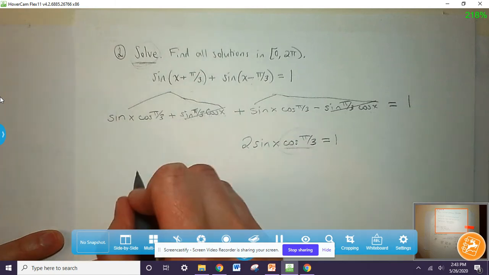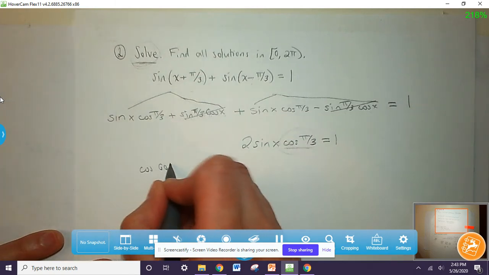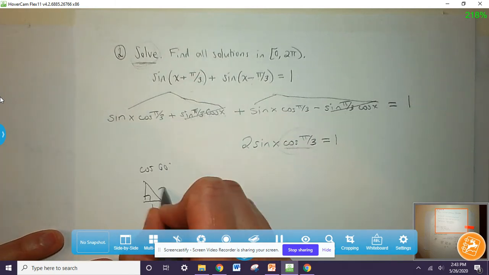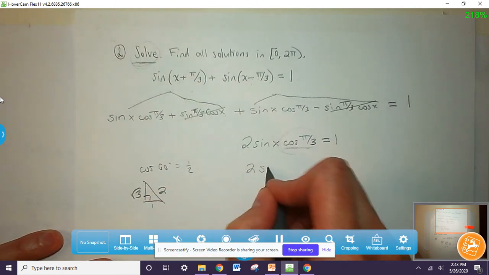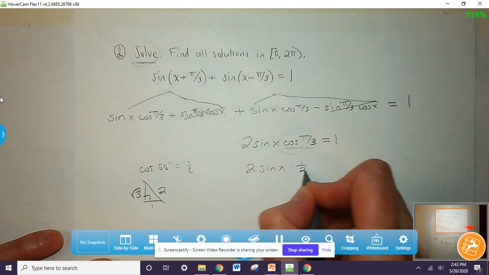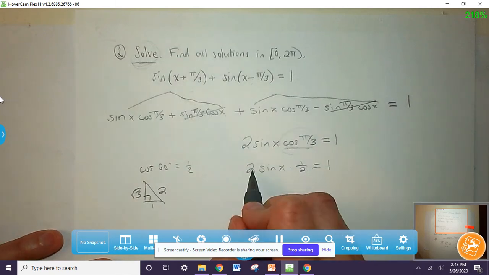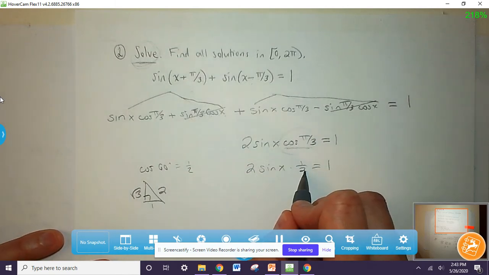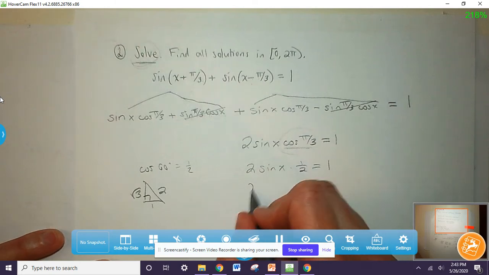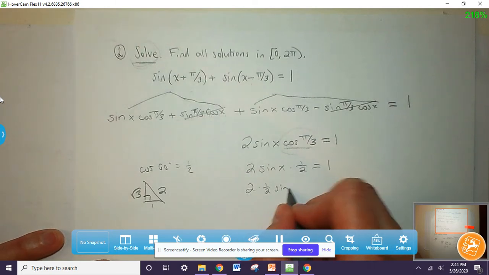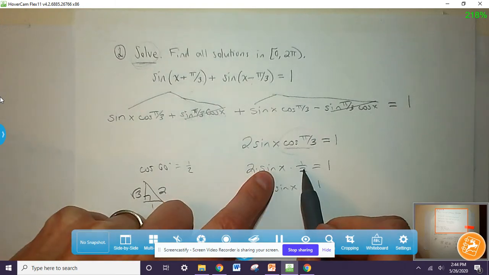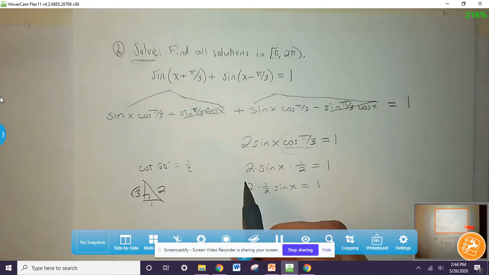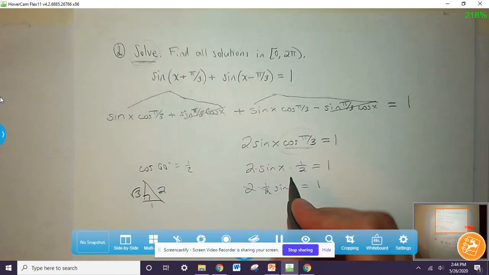For the cosine of pi over 3, that's the cosine of 60. So you can use your triangle or your unit circle, and the cosine of 60 is 1/2. This 2 times 1/2 is going to become 1. They're basically going to reduce each other out. And if it's tough to see that, here's something that can help. Multiplication is commutative, so you could switch the order of the 1/2 and the sine x. And now you can clearly see that the 2 and 1/2 are going to reduce.